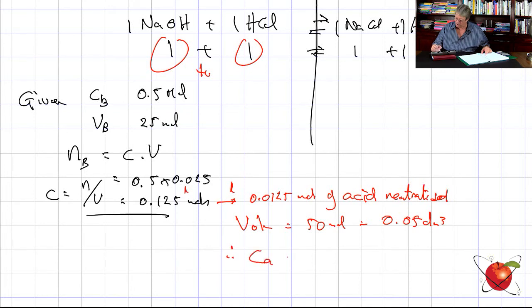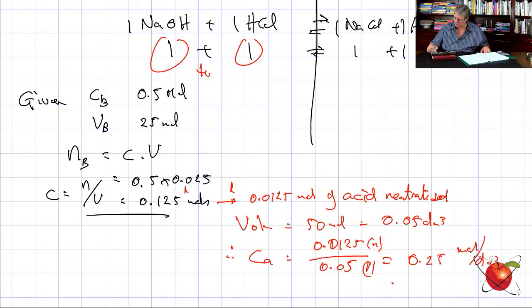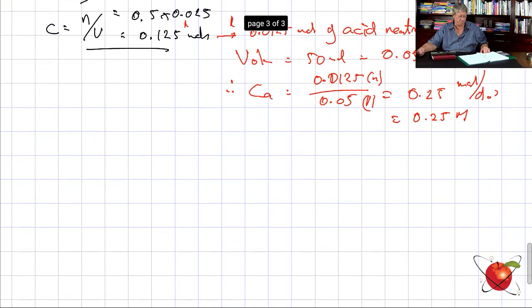Therefore, the concentration of the acid was equal to 0.0125 divided by 0.05, n over v, which gives me 0.25 moles per decimeter cubed, or 0.25 M. I could also have done this. That was the first way, using the actual relationships themselves. That works when it's not at the end point.